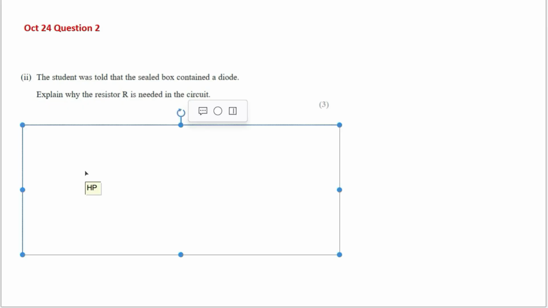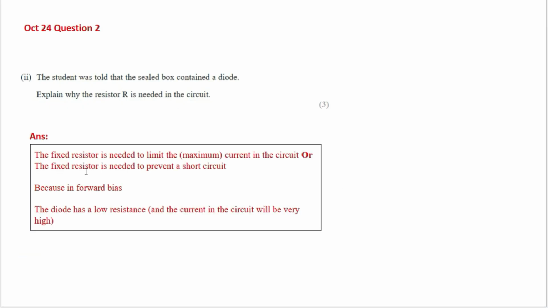So let's look at the marking points. What does the mark scheme say? A fixed resistor is needed to limit the maximum current in the circuit, or the fixed resistor is needed to prevent a short circuit, because in forward bias the diode has a low resistance and the current in the circuit will be very high.